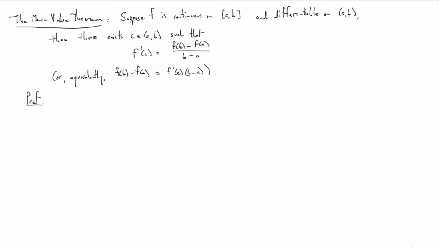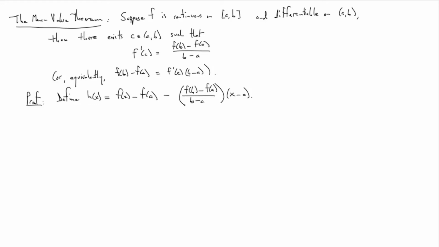Okay, so let's work on the proof. And the proof is really rather quite slick. It starts, we define this new function h of x that at first looks quite complicated. It's f of x minus f of a minus this crazy number times x minus a, but that crazy number is just the slope of a secant line, so it's not surprising that it shows up, the slope of a secant line from a to b.